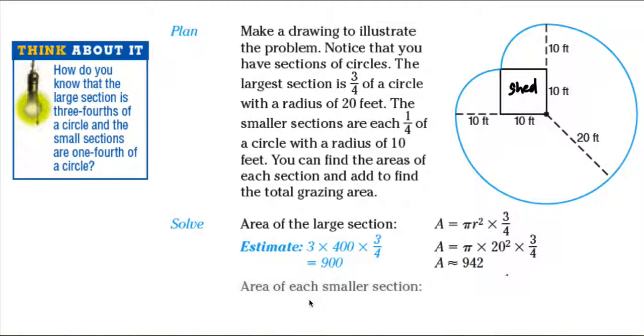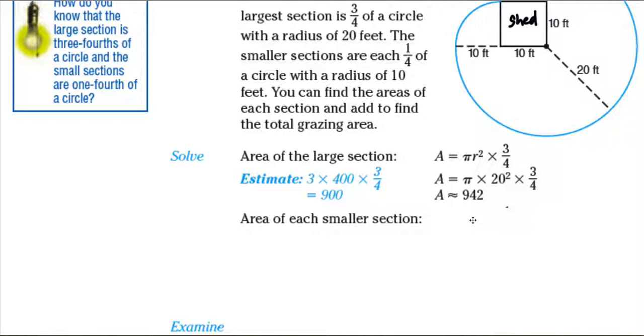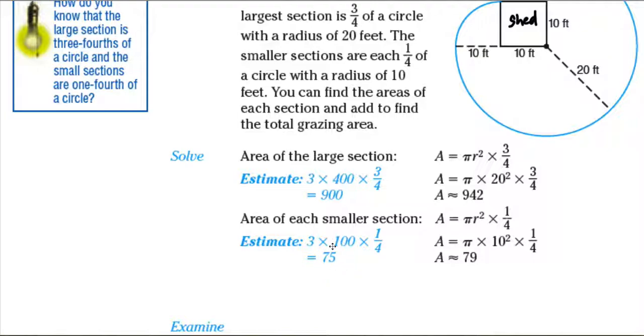To find the area of the smaller section, again we follow the formula pi r squared, but instead of multiplying it by 3/4, we simply multiply it by 1/4. Substitute the values, the radius has changed. Instead of 20 feet, the radius of this particular fourth of a circle would be 10 feet. So pi times 10 squared times 1/4 gives you an area of around 79 square feet. And if you estimate 3 times 100 times 1/4, our area should be close to 75 square feet, which is very close to our exact answer.